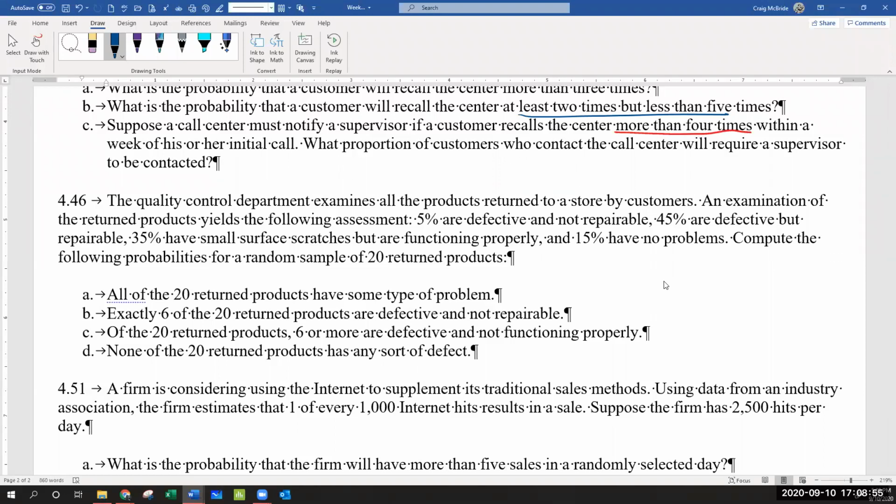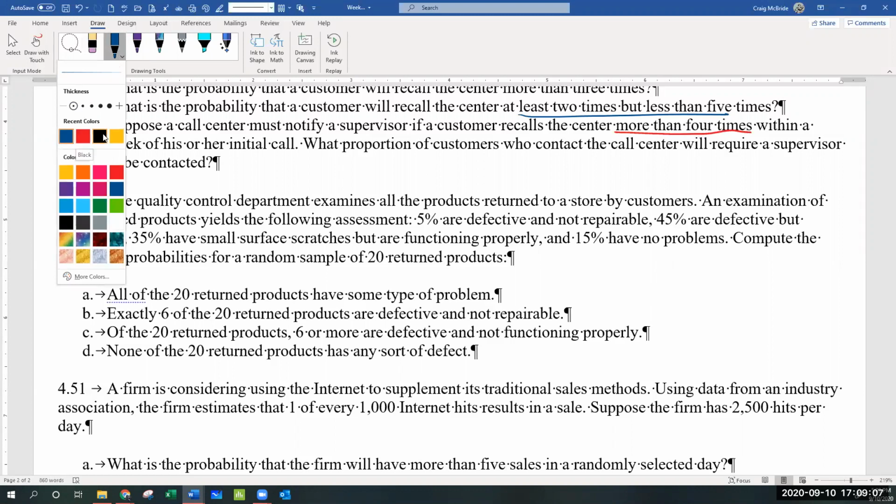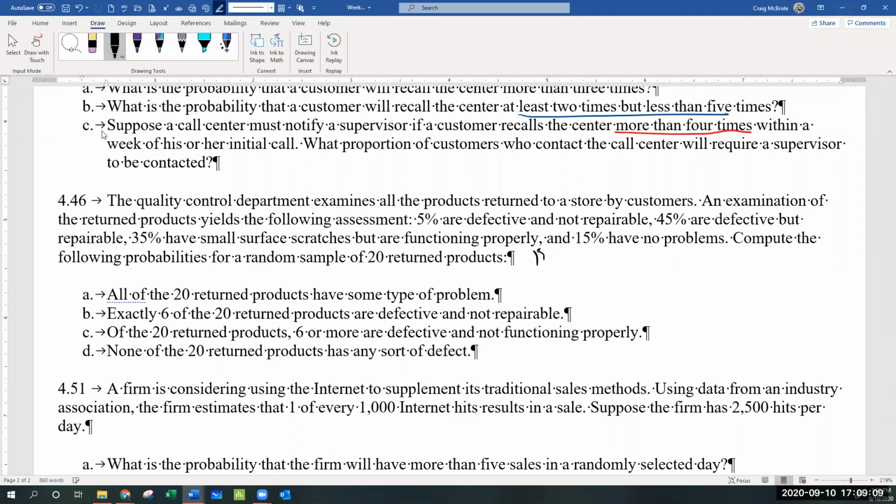Can you go over A for us? Yeah, absolutely. How to get the 20? So first of all, we need to recognize that this question here is a binomial distribution. And we know it's a binomial because the probabilities are constant and the trials are independent. And everything is either a success or not, right?